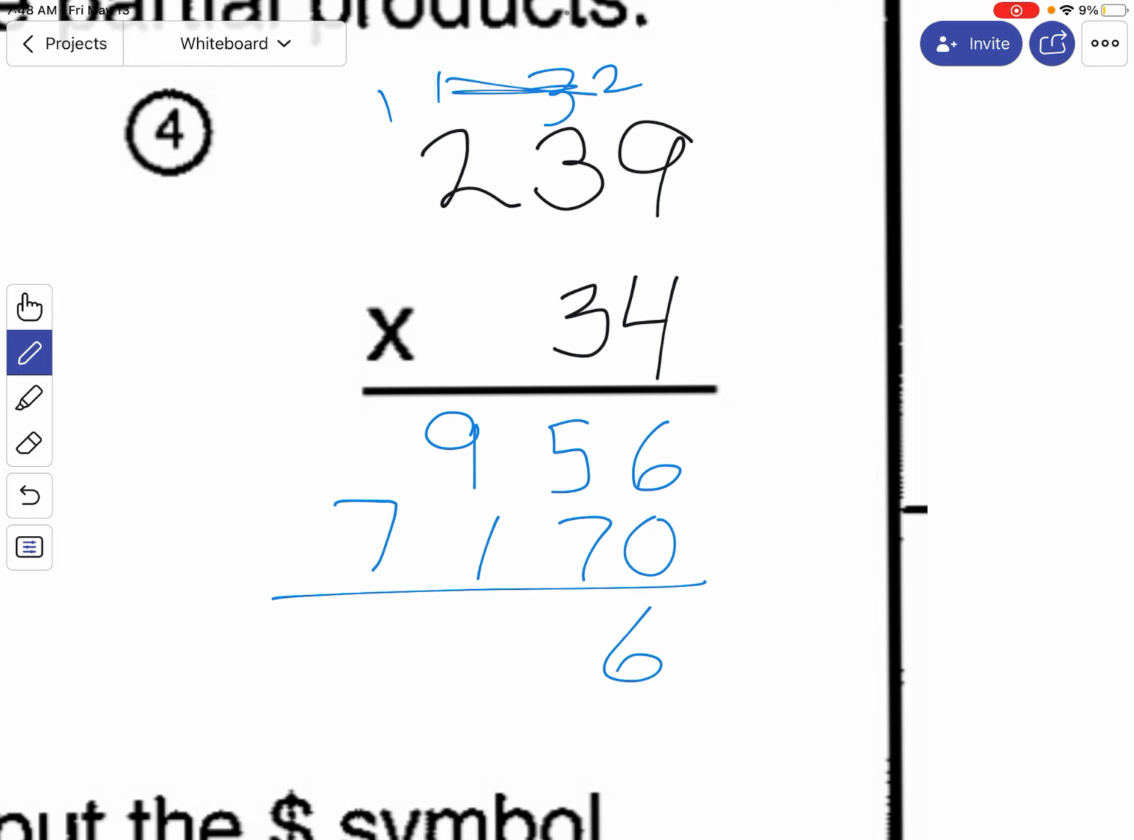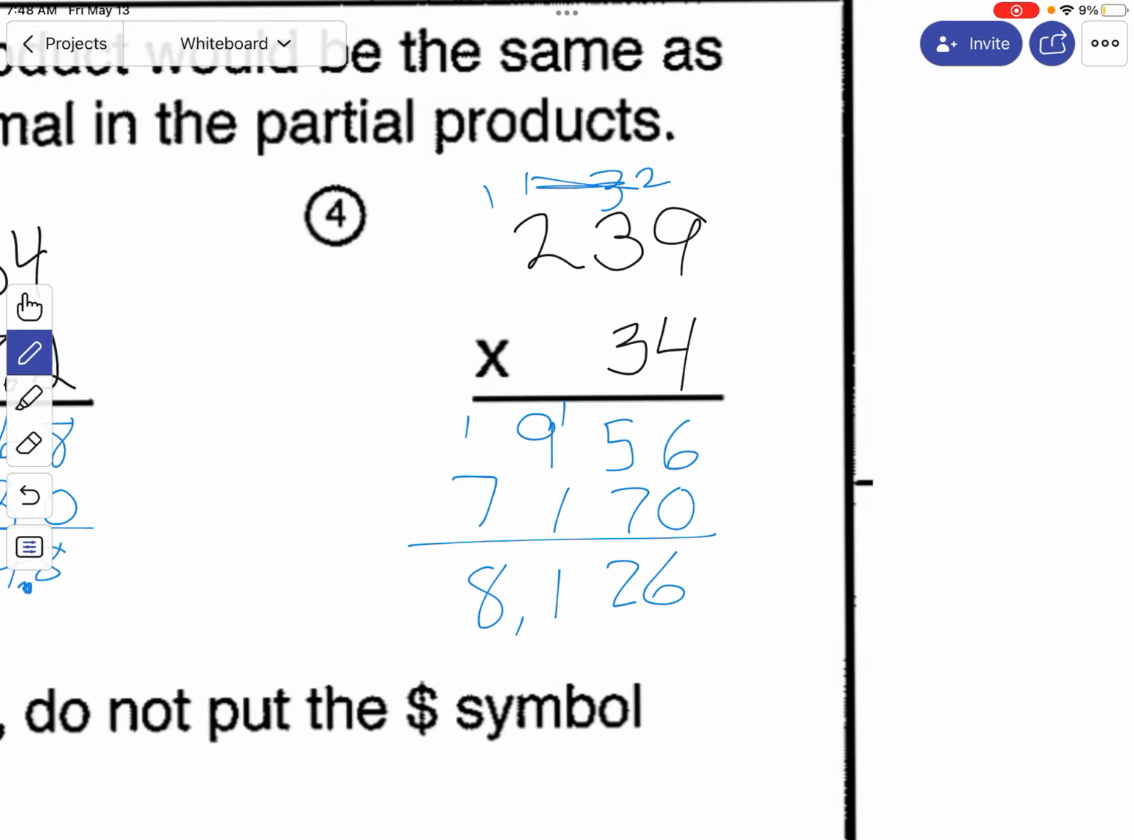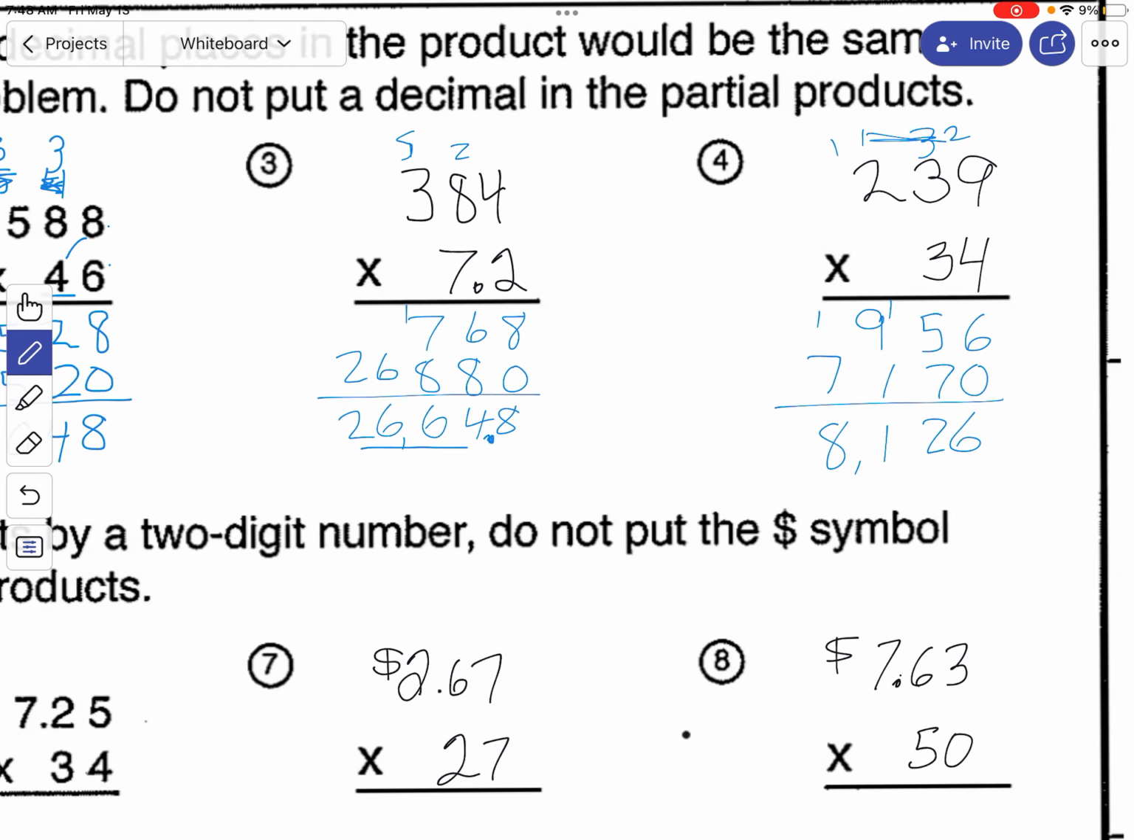Now, no decimal point on this one for me to mess up on. 11 and 8, 8,126. Okay, so far I'm getting a B on this lesson.